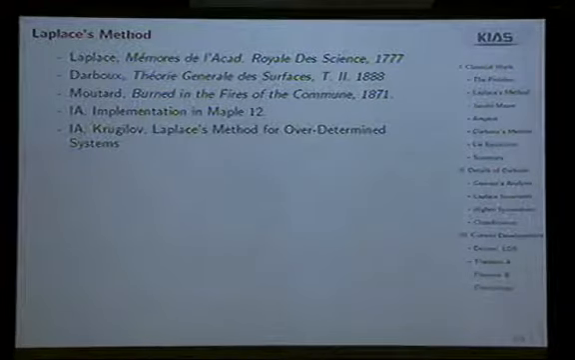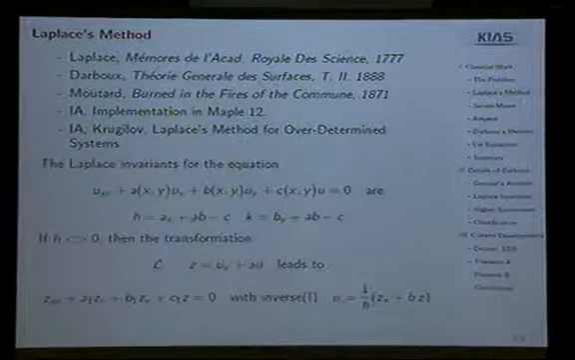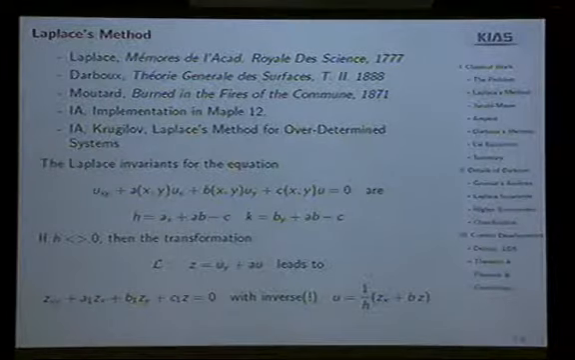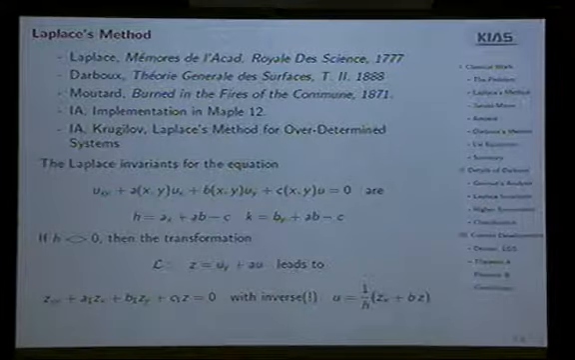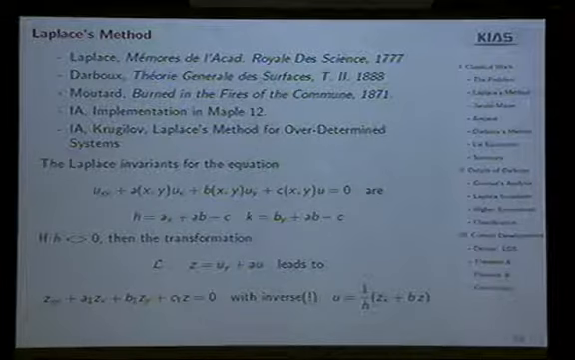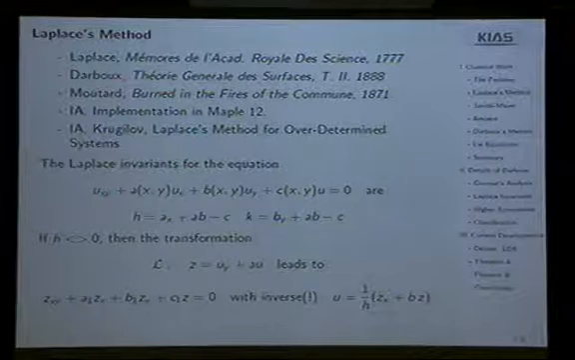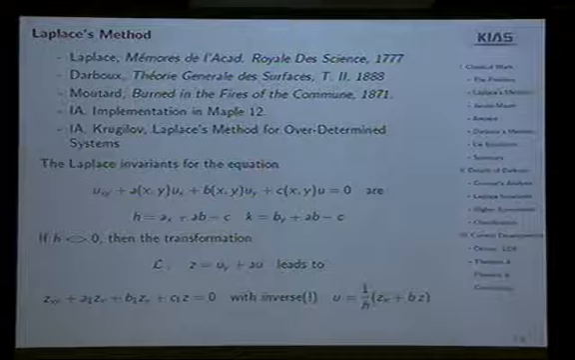Some recent generalizations. We've been working on Laplace's method for overdetermined systems. And here's what the theory looks like. So we're going to start off with a linear equation, which I've written in characteristic or null coordinates in this form here. That's not strictly necessary. So this is the equation we have. And the fundamental invariants for this system, there's two of them. One's called H, and the other is called K. And so the first thing you do if you have this kind of equation is compute these two invariants.